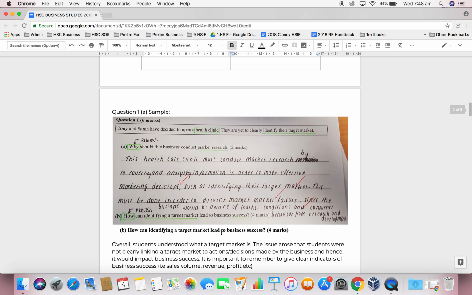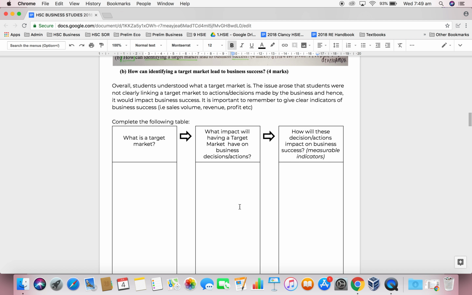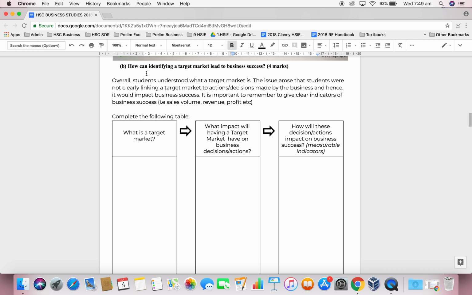Okay. Here is a sample for you, and this received full marks. So if you didn't receive full marks, this might be a bit of an indication for you to see what you may have needed to do. Part B of the first question was, how can identifying a target market lead to business success?